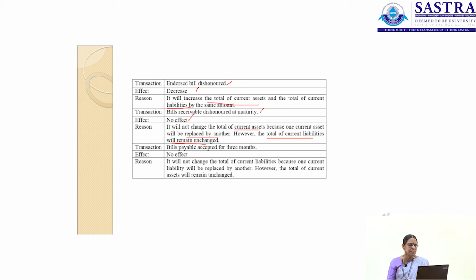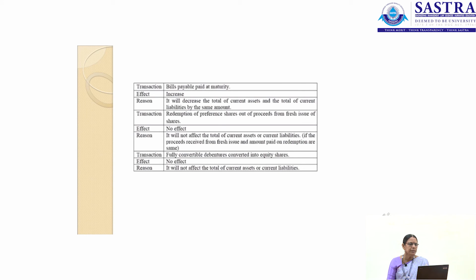Next is bills payable accepted for 3 months. When bills payable is accepted for 3 months, sundry creditors will decrease and bills payable will increase. So, we again have a change within the current liabilities. So, the total of current liabilities will not change because one liability will be replaced by another liability. Now, current assets will also remain unchanged. So, we do not have any impact over the current ratio.